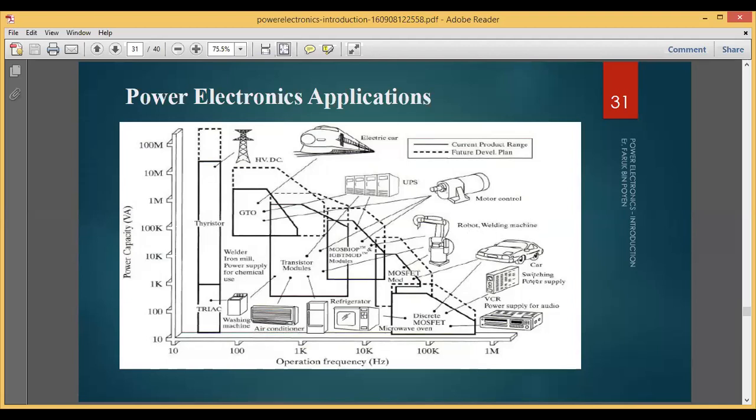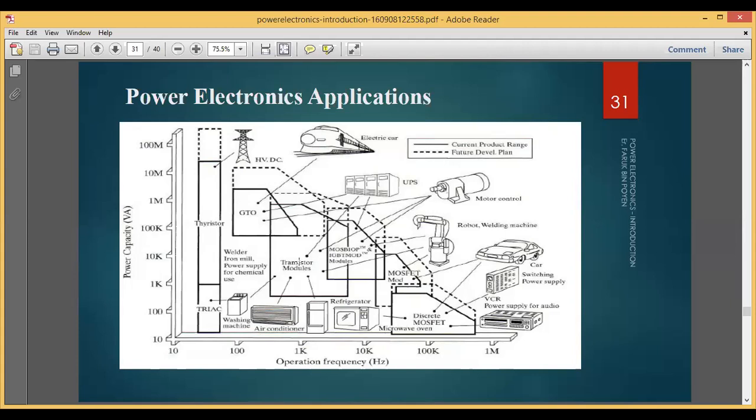Then the switching power supply, for example your SMPS or CPU. Then power supply for the audio in the car, the sound system; there also we can use it. In the refrigerator, and obviously we use transistor models in TV. Then we have microwave ovens, washing machines, air conditioning, welding machines. There are huge applications of power electronics.